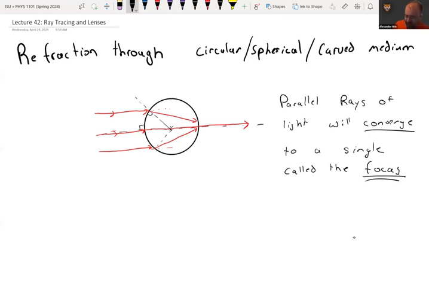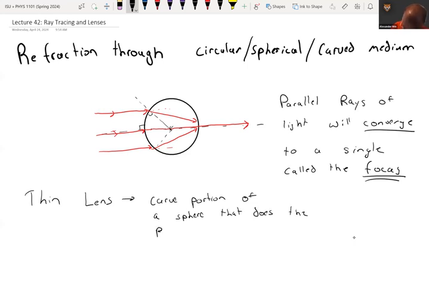Now lenses today, most of them are not spherical. You can use a sphere as a lens, but typically what we use is what's called a thin lens. And basically, what a thin lens is, is the curved portion of a sphere that does the bending of the light. Okay. So in the sphere, there's a lot of glass there. And that sphere could just as easily be hollow. It's much more difficult to make a hollow glass sphere than it is to make a solid glass sphere.